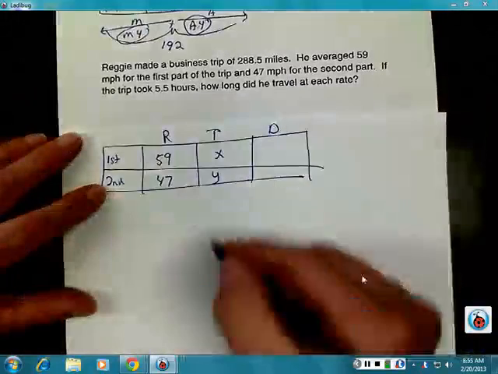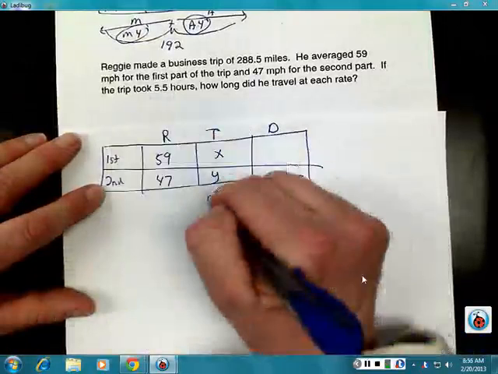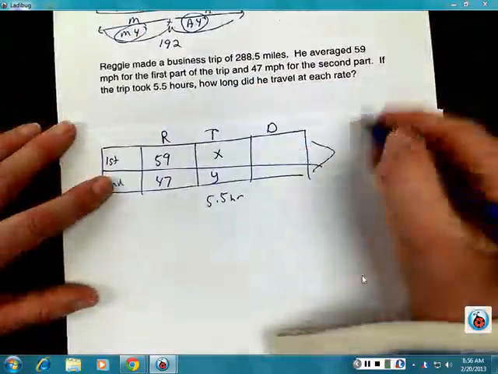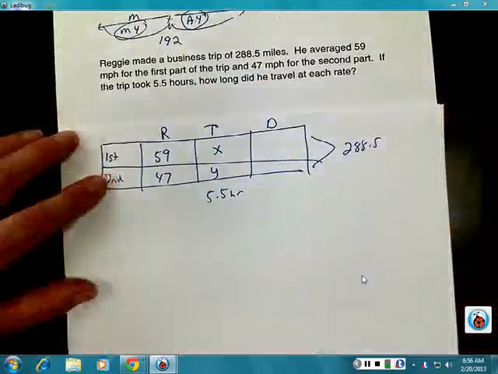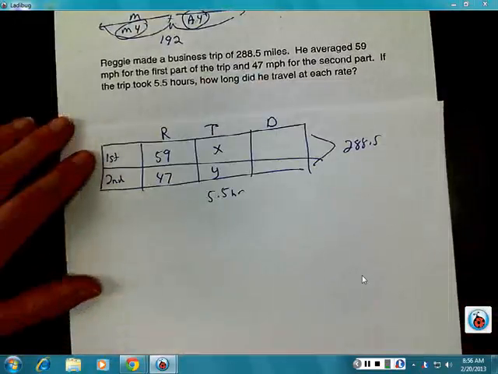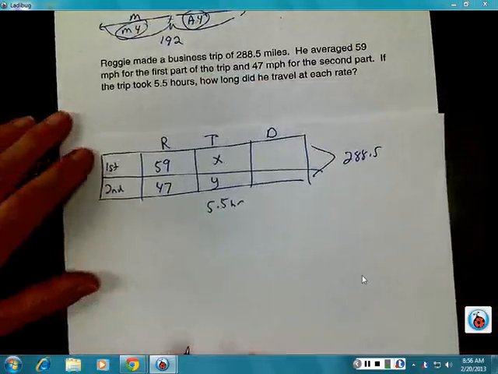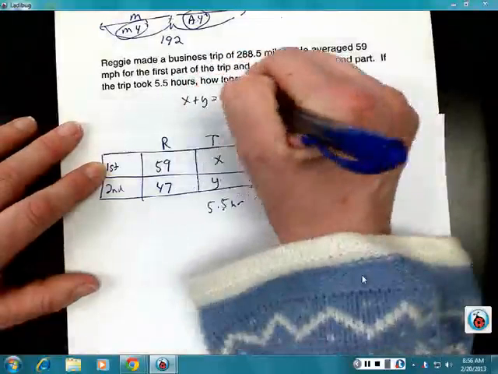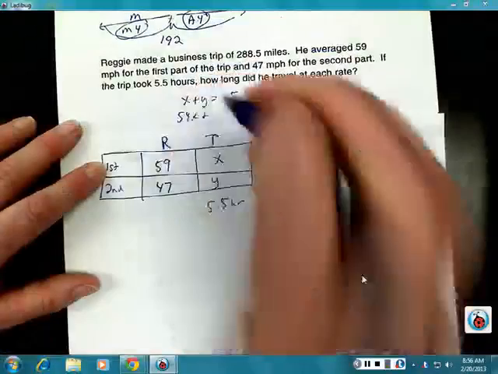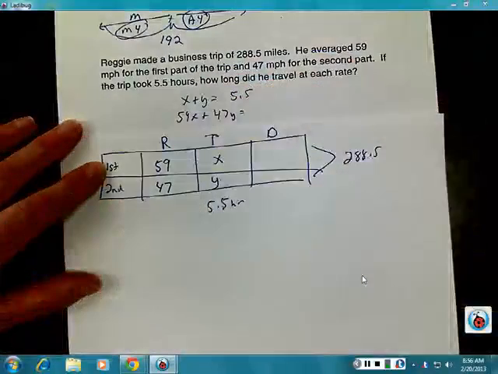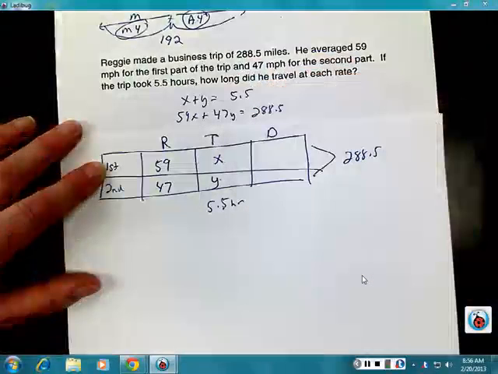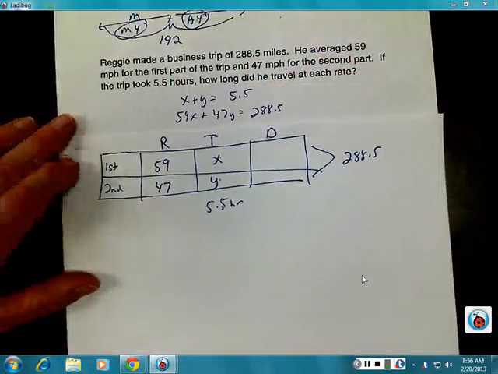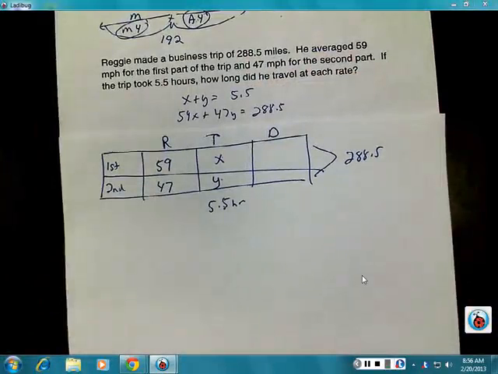Now, that's the part that makes this a little bit strange, because they give us the total amount of 5.5 hours that he traveled. And it was the total business trip, and the total business trip is 288.5. So what are my 2 equations going to look like? Well, one is based on time: x plus y equals 5.5, and then 59x plus 47y equals the total distance. And that's my 2 equations. A little tricky with that one because they kind of bounce around.